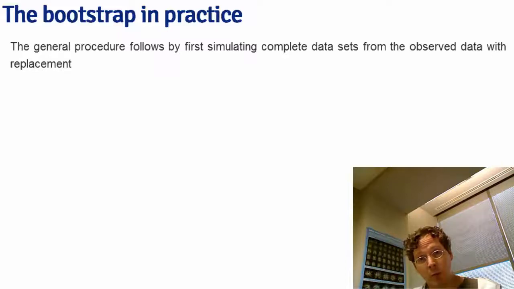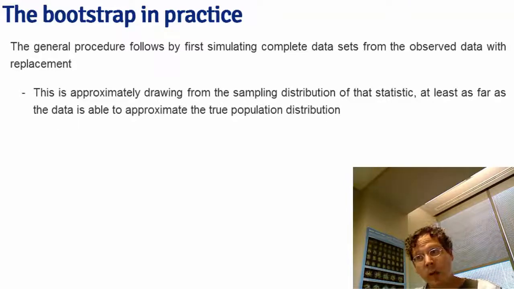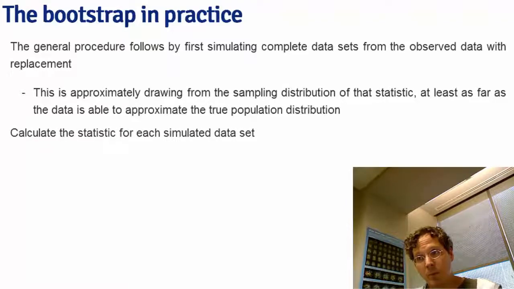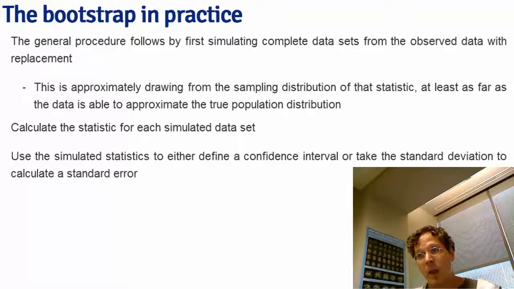What you do is you take your observed data and you simulate complete data sets by drawing from the observed data with replacement. And this is approximately drawing, and for each of those simulated data sets you calculate the statistic of interest. This is approximately drawing from the sampling distribution of that statistic, at least as far as the data approximates the real population distribution. So just as a reminder, we're going to calculate the statistic for each simulated data set, and then we're going to use these simulated statistics to either define a confidence interval or to take the standard deviation of this distribution in order to calculate a standard error.